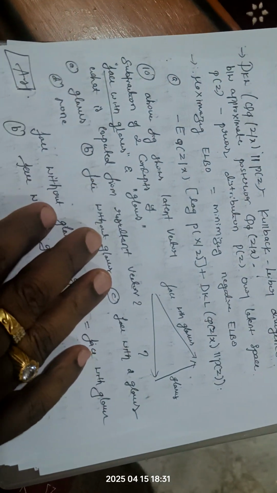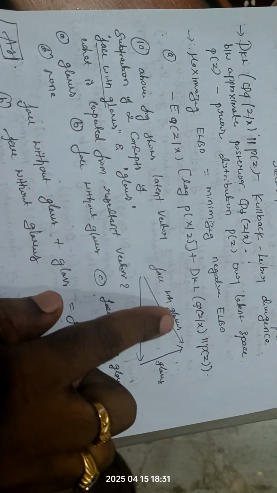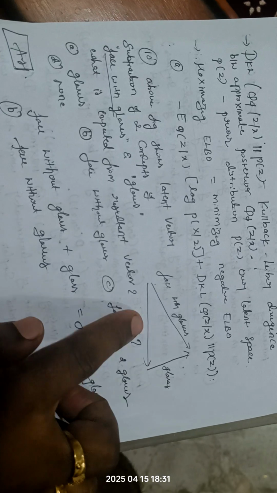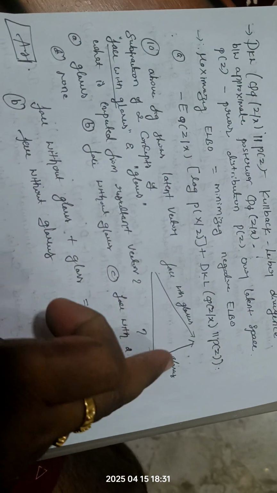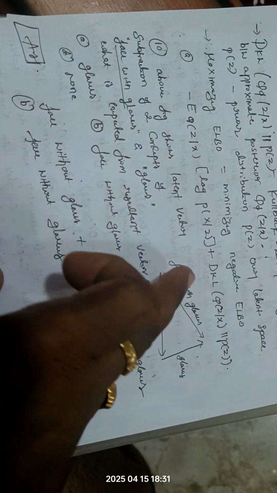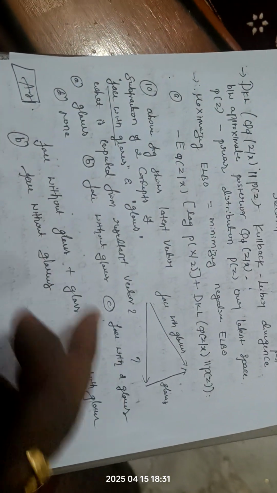Tenth one, the above figure shows the latent vector. It is a face with glasses. Here it is a vector combination. We should have face without glasses plus glasses equal to face with glasses. So face without glasses is the correct option.